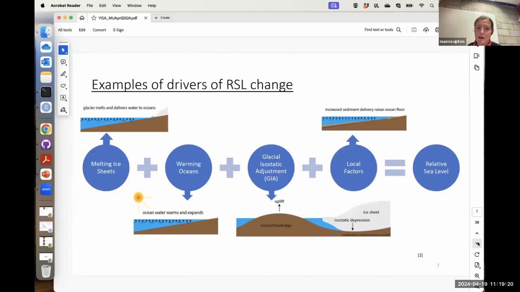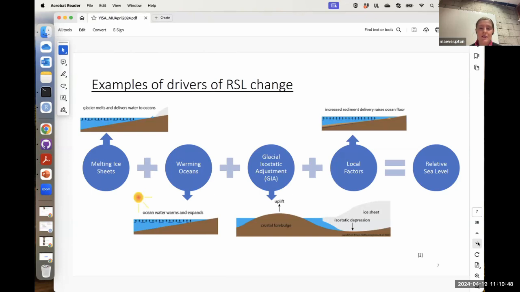First, you have your melting ice sheets. If you melt a glacier, you're distributing more fresh water into your oceans. Then you have warming oceans. If you heat a body of water, it expands, hence our sea levels will rise. Then GIA, or glacial isostatic adjustment, is a physical phenomenon where, if you have a glacier lying on a plate, it causes the plate to deform, and somewhere else it has to uplift to compensate.